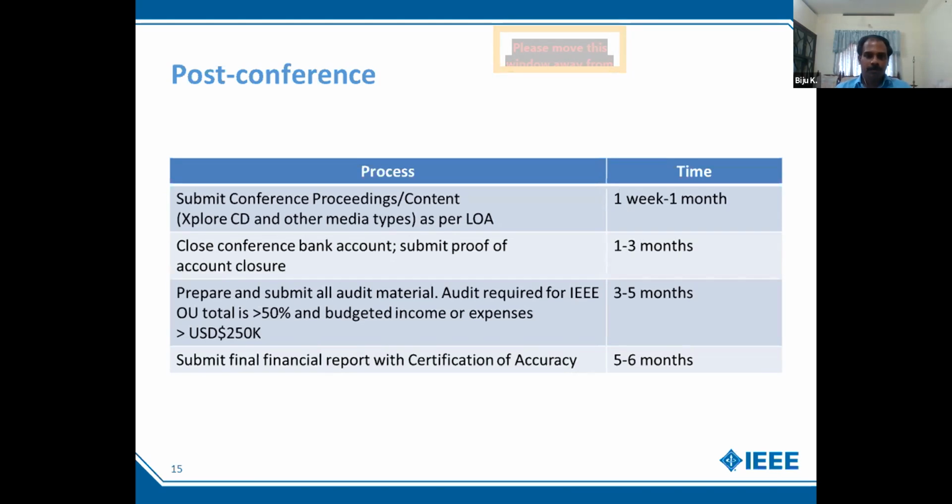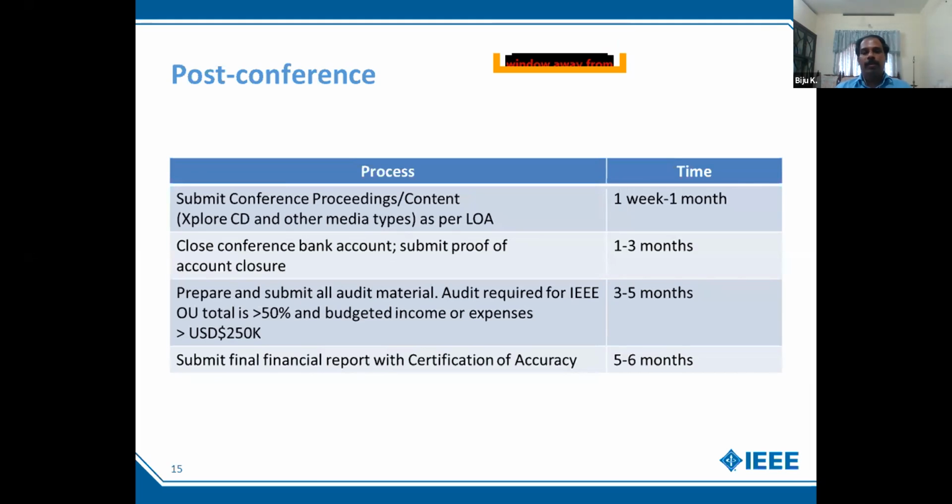a closure form. Next comes the audit. There are different types of audits, and if time permits, I will cover those audits at the end of my presentation. You have to complete the whole audit process in 5 months. IEEE mandates that, so you should complete all the auditing procedures in 5 months' time.